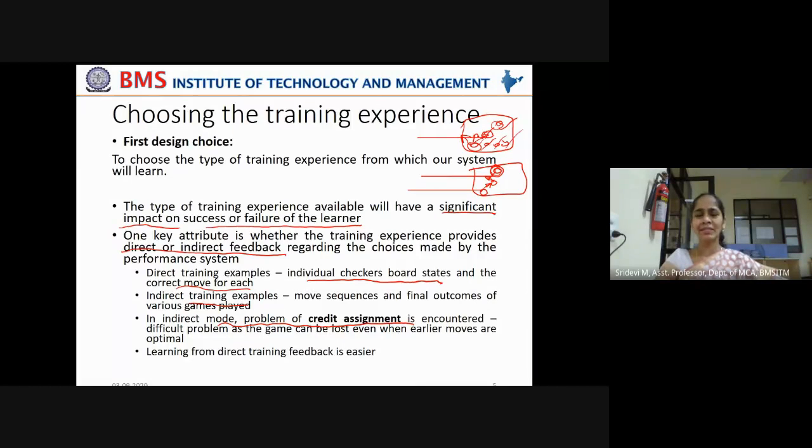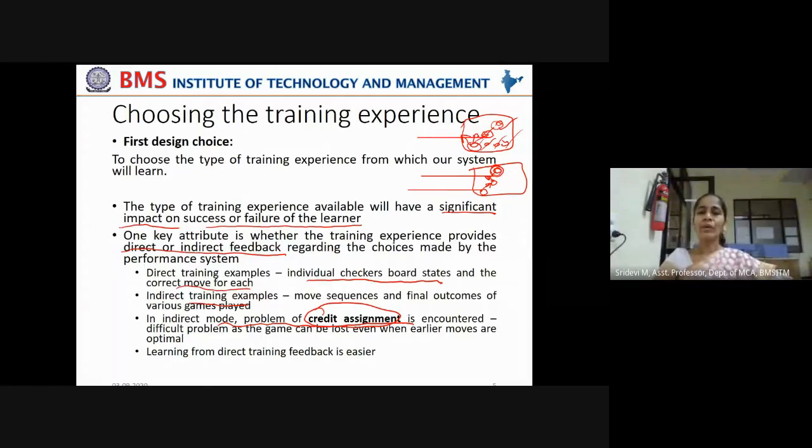What is this credit assignment? I try to highlight this term. What is this credit assignment? In indirect mode, there are sequences of moves. Now, when this particular move is taken after a particular legal board state, you understood all these terms, right? What I'm repeating again and again. A legal board state is any valid state of being on the board, and a legal move is to which other step it is moving, and that also should be a valid board state.